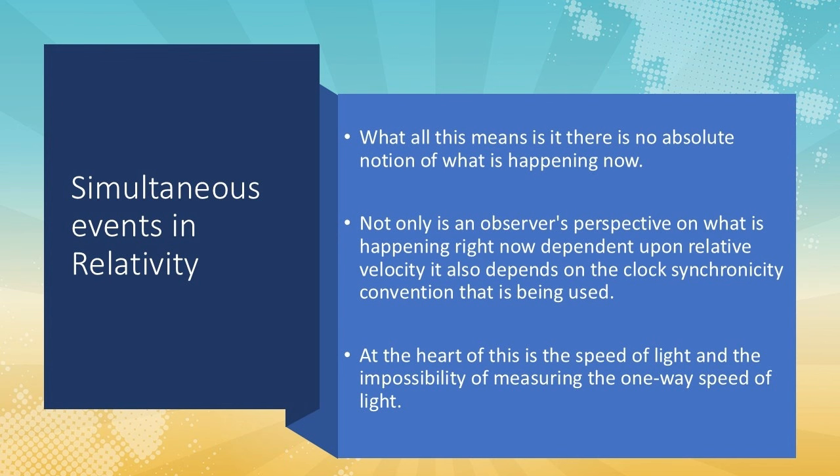What this means is that there is no absolute notion of what is happening now. Not only is an observer's perspective on what is happening right now dependent upon relative velocity, it also depends on the clock synchronicity convention that is being used. At the heart of this is the speed of light and the impossibility of measuring the one-way speed of light.